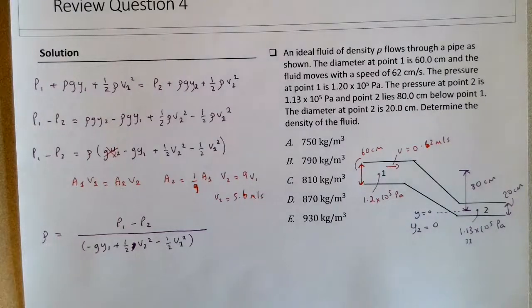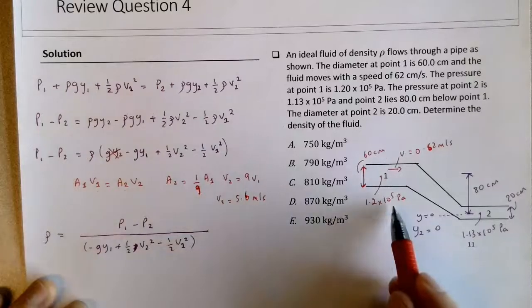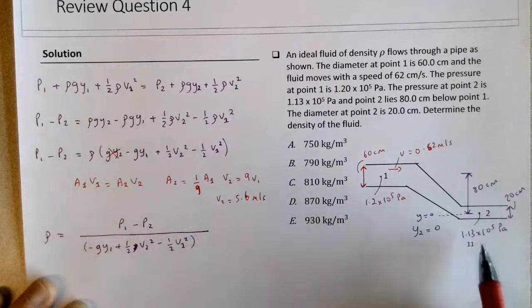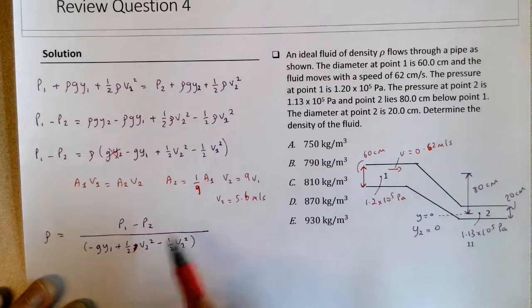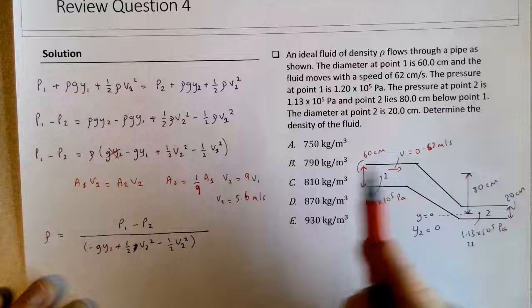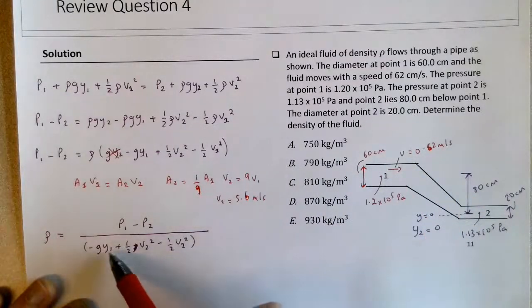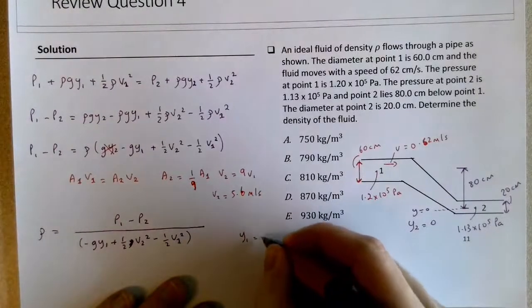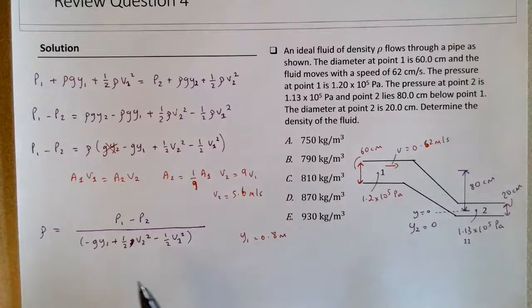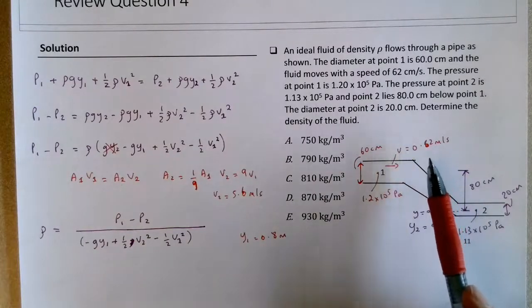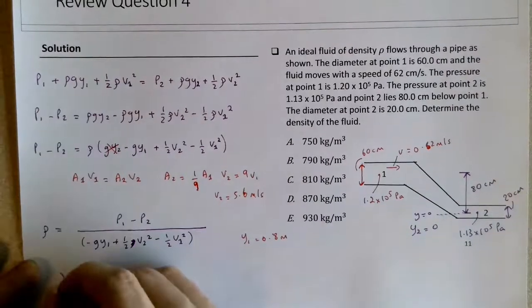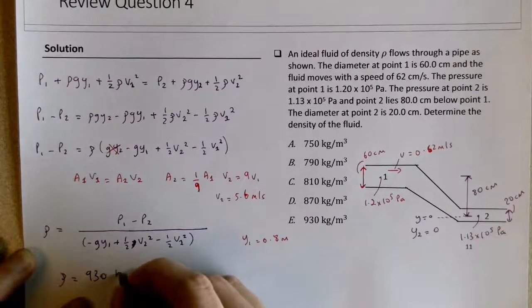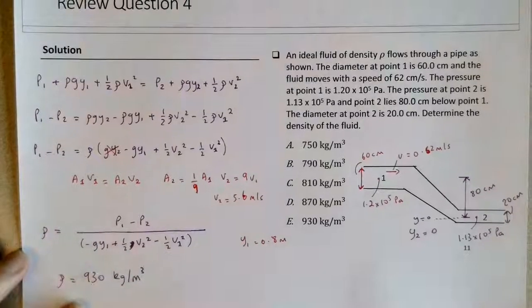Okay, as I said, P1 will be equal to 1.2 by 10 to the 5, and P2 is 1.13 by 10 to the 5. g is a constant, y1 will be 0.8 meters, and v2 will be this 5.6, all squared. v1 is the 0.62, all squared. So your unit conversion is that y1 is 0.8 meters. That's the only unit conversion, since I converted the 0.62 earlier in the problem. Be careful that v2 and v1 are in meters per second and the pressures are in pascals. If you put in those numbers, you should end up with rho being something less than water: 930 kilograms per meter cubed. So choice E.